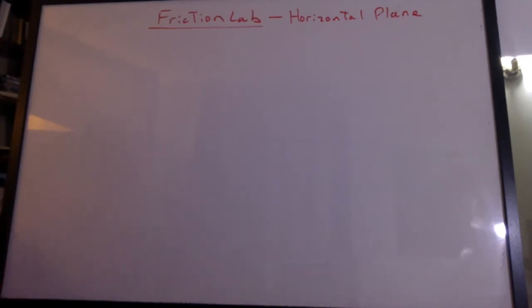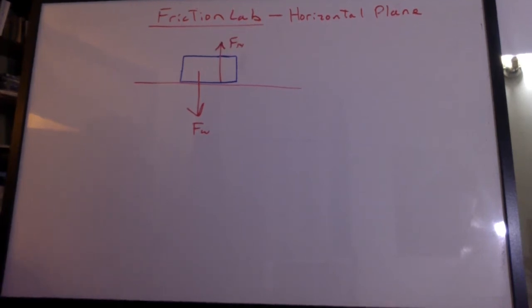Let's talk about the friction lab on the horizontal plane. Let's start with the block at rest on the horizontal plane. What are all the forces acting on it? Of course, we have the weight going down. The block does not fall, so there must be a normal force holding it up.